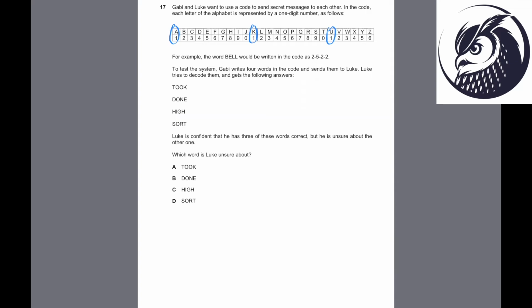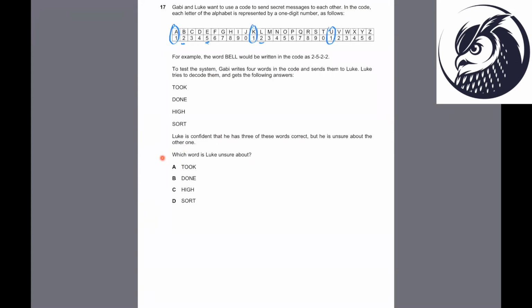And they've given us an example, so we can see that Bell would be written in the code as 2522. And we can just confirm that. So B is 2, E is 5, and L is 2 again. Right, and so that would make sense. So let's keep on reading. To test the system, Gabby writes 4 words in the code and sends them to Luke. Luke tries to decode them and gets the following answers. These ones here: took, done, high, and sort. Luke is confident that he has 3 of these words correct, but he is unsure about the other one. Which word is Luke unsure about?